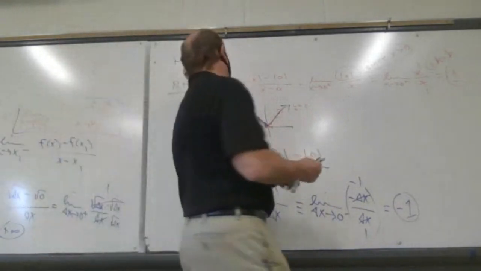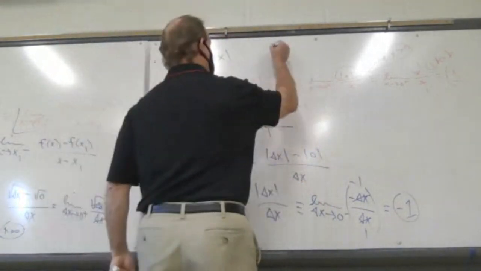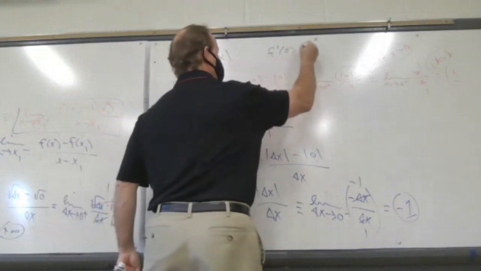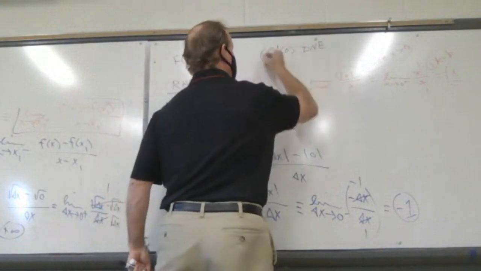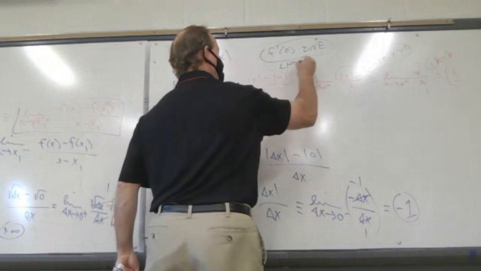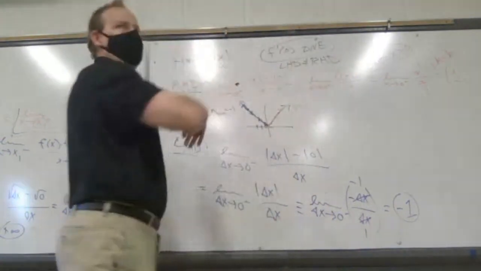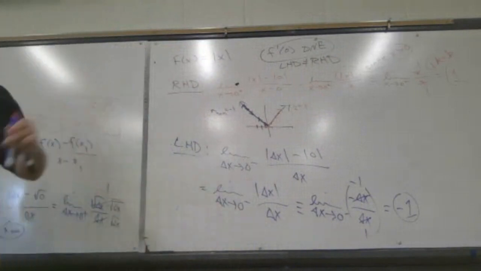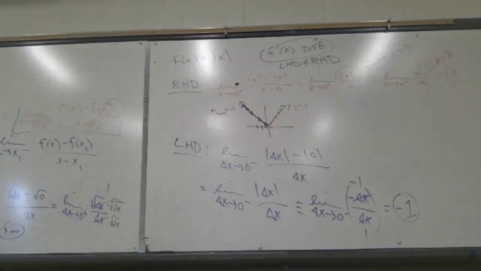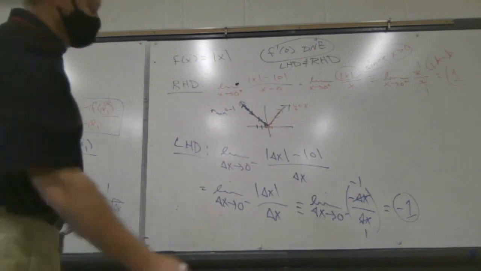Therefore, f prime at 0 does not exist, since the left-handed derivative does not equal the right-handed derivative. If one of them doesn't exist, it's not going to exist. If they both exist and they're not equal to each other, it's not going to exist. Make sense?